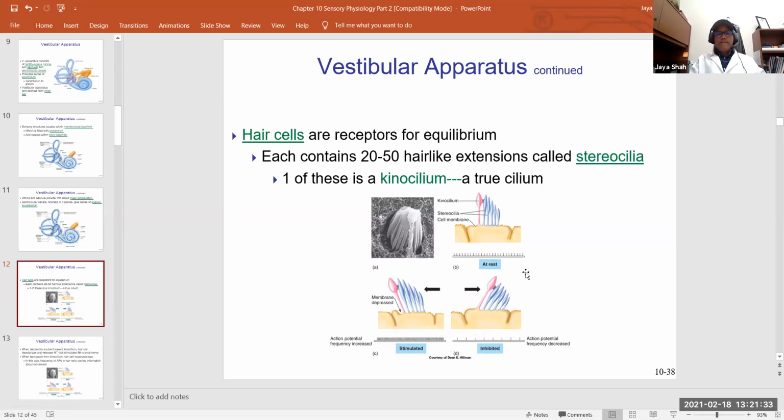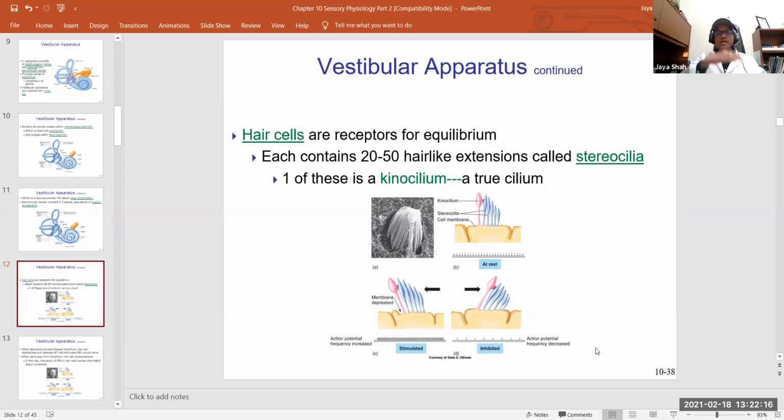Now, when you move, or you are in acceleration or deceleration, or you are going up or down, what happens? They move. So when these hair cilia move towards the kinocilium, that means this is depressing the membrane and that is stimulating. And you see the tiny lines, they are producing action potentials. So there is an increased frequency of action potentials and you can feel the position of your body. But when it is away from the kinocilia, back to normal, that is inhibited. And then again, slowly it goes back to rest.